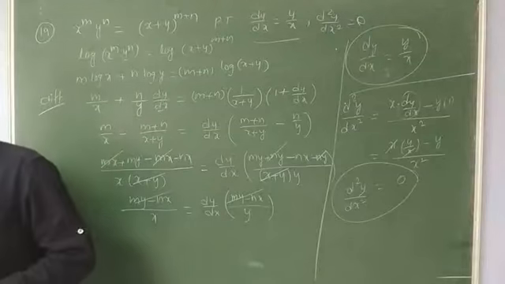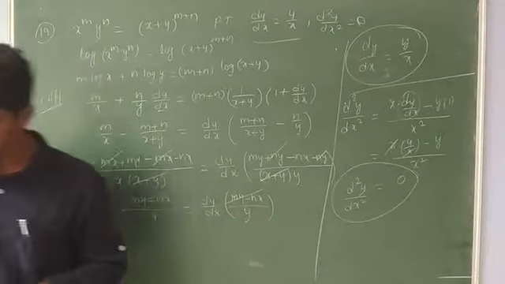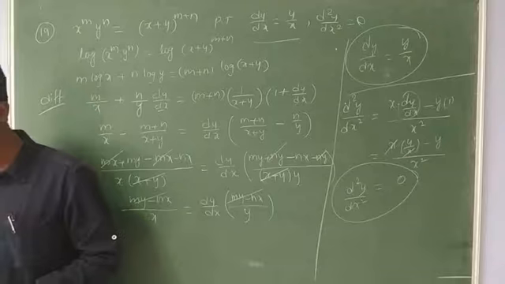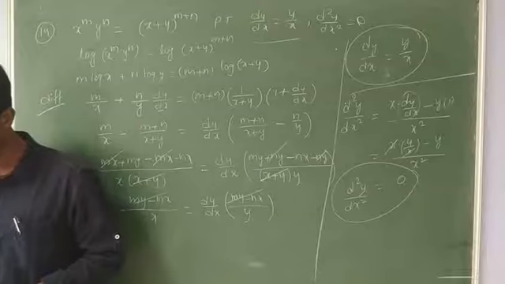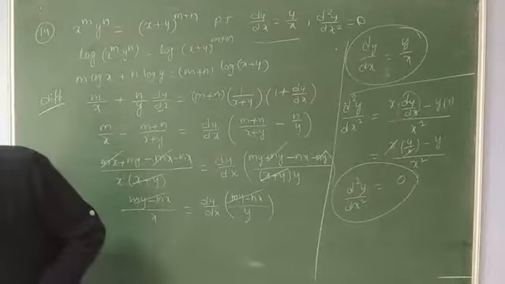Next, some parametric form problems are given. Parametric form. So we shall do one of the problems from that. Take 24th one. X is equal to a into 1 plus cos t.